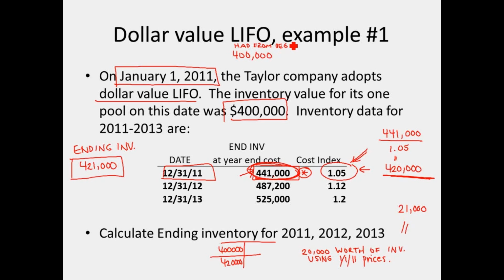It's 421. Why? Well, I have 400,000 that I had from the beginning of the year. Okay? And then what do you know about LIFO? Well, it's saying last in, first out. So anything that I still have is the stuff that I bought in the beginning.